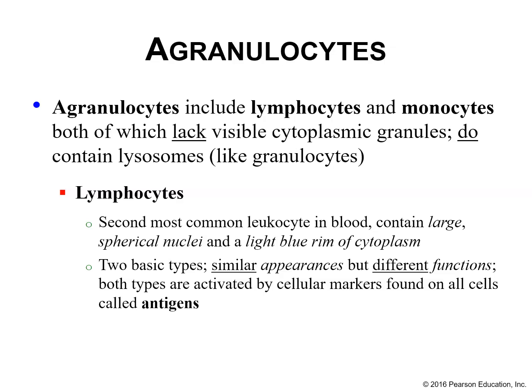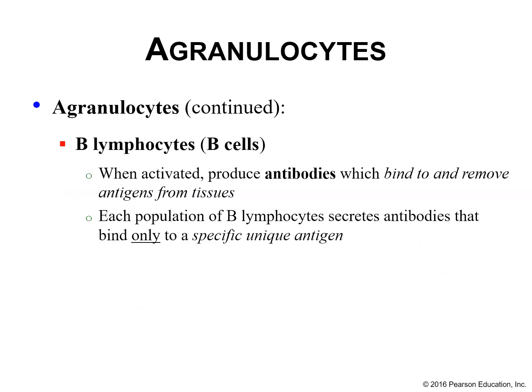Now the other types of leukocytes are called the agranulocytes, and these include the lymphocytes and the monocytes. Both of these white blood cells lack any granules in their cytoplasm. So that's the reason they're called agranulocytes.